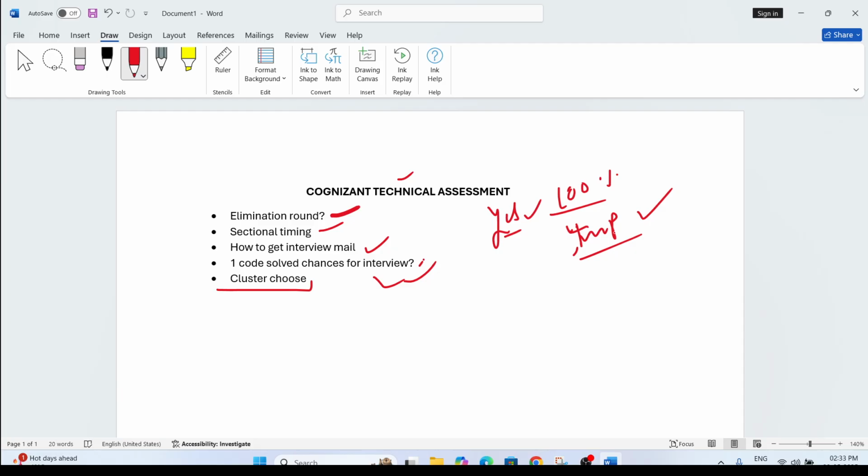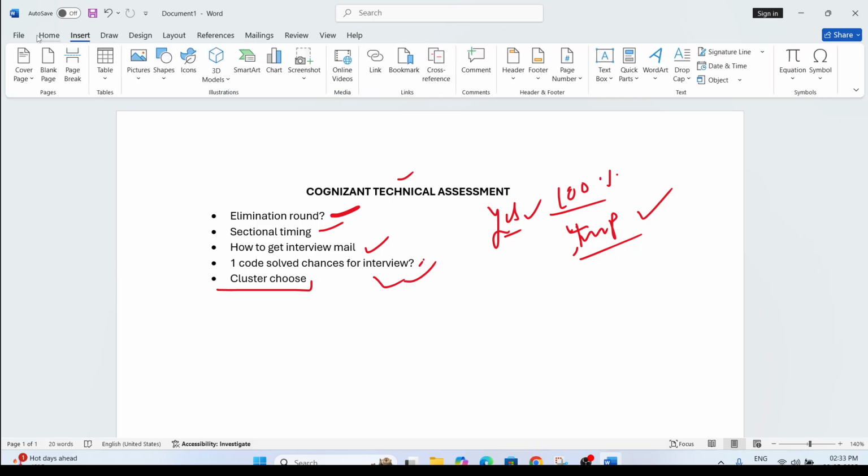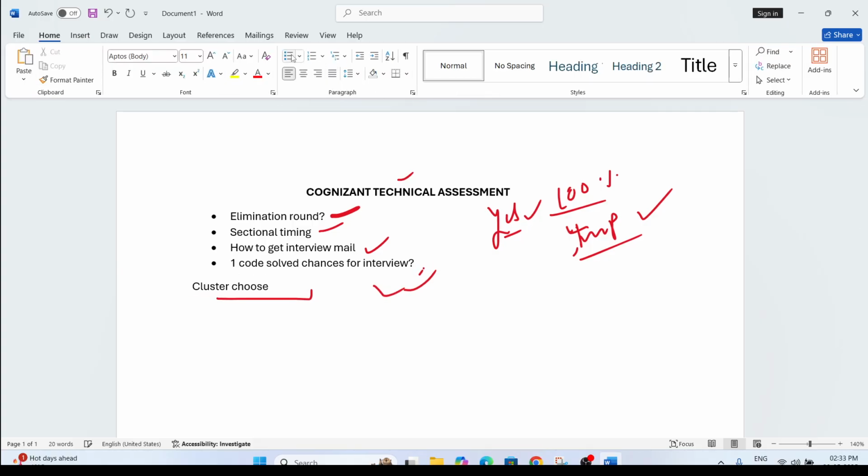Now I will talk about the sectional timing. This is also one of the important topics that you have to understand well. So what is the sectional timing? There will be 120 minutes total, and in those 120 minutes there will be three sections. One is coding, related to Java.